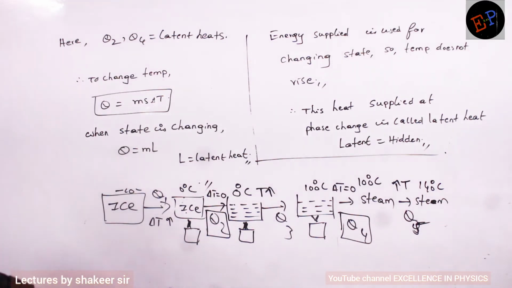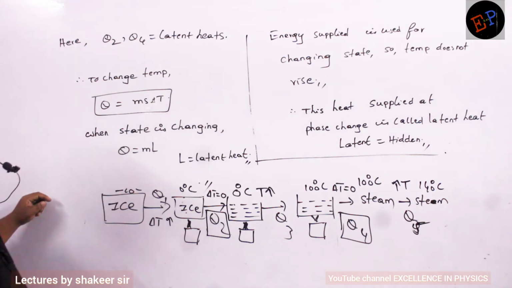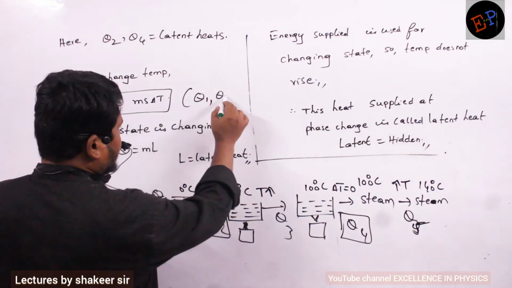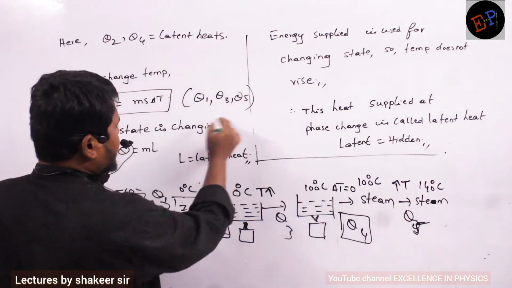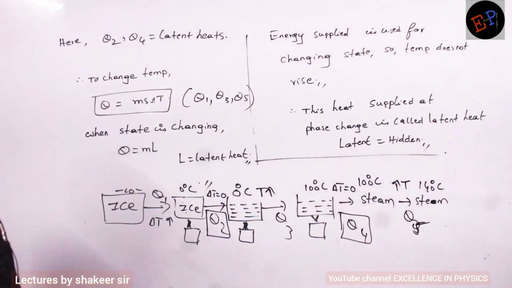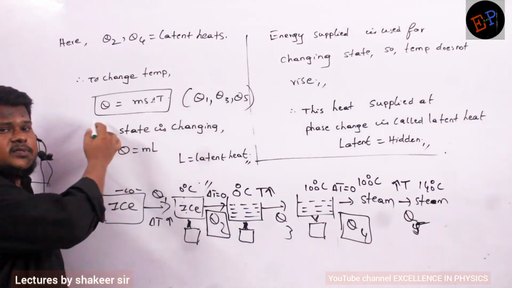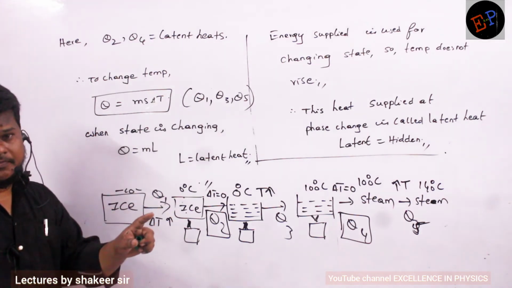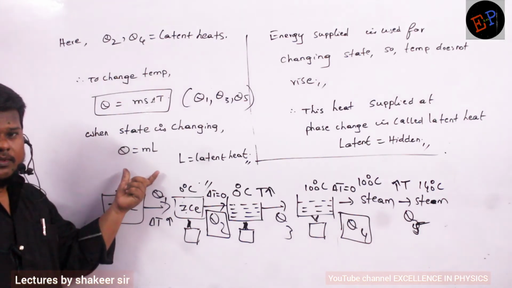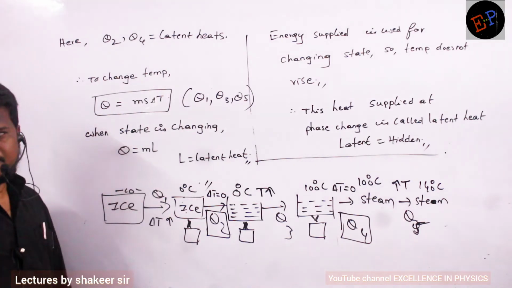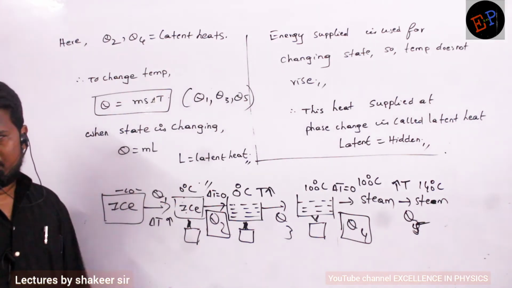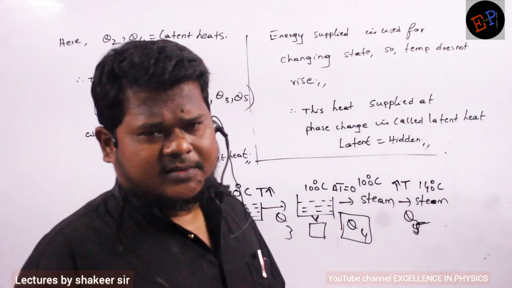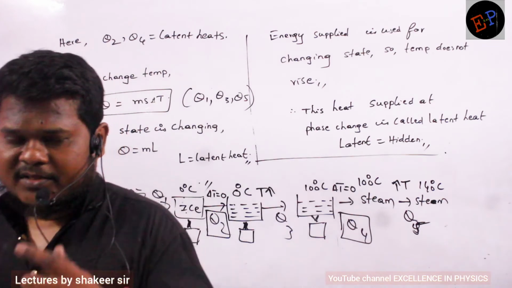Understood, no? When temperatures are changing, where are they changing? Temperatures are changing at Q1, Q3 and Q5. So whenever temperature changes, I have to use ms delta T. And when a state is changing, that is, temperature is not changing, we have to use the formula Q is equal to M into L, where L is called latent heat. The L value depends on material to material. For water it has a different value, for petrol it has a different value. For every material it has a different value.